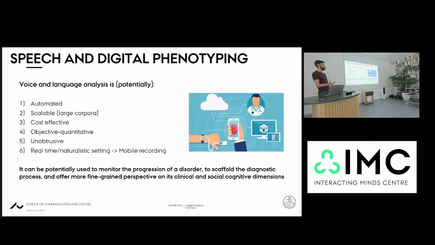And there are other advantages of automated language and speech analysis. For example, the fact that it's automated, scalable to large corpora, potentially cost-effective, and quantitative. We can use, for example, mobile devices to collect audio recordings in a real-life setting. These are all reasons that explain why voice and speech analysis can potentially be used to monitor the symptoms and the progression of the disorder, to help the clinician make the diagnosis, to develop what is called a digital phenotyping, and also offer a more fine-grained perspective of the social function, or the social characteristics of these disorders.